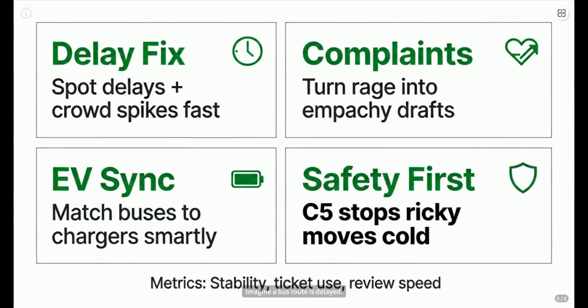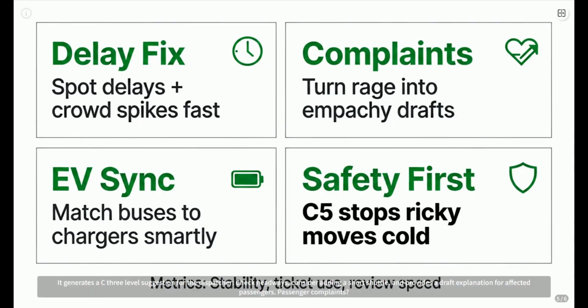So what does this look like in practice? Imagine a bus route is delayed. BusPulse quickly identifies the delay anchor point, links it to rising crowd levels at the stop, and rising complaint volume. It generates a C3 level suggestion for the dispatcher. Check headways, consider adding a short shuttle, and provides a draft explanation for affected passengers.